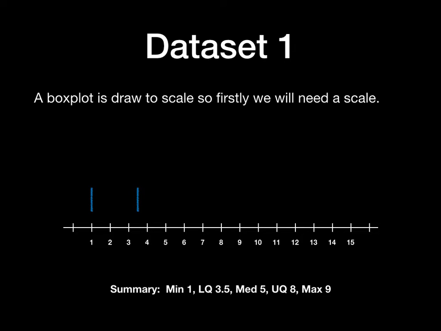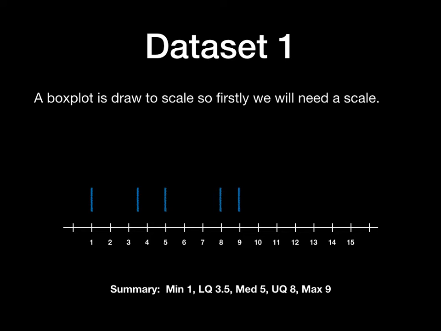Next, I'm going to add in a line at the lower quartile, which is at 3.5. You can see the summary down the bottom of the screen there. And then I'm going to add a line in at 5 for the median, one at 8 for the upper quartile, and the one at 9 for the maximum. And that's the basics of it. We haven't finished, but they're the basics: we're going to put on those 5 lines based on our 5-number summary. That's the really easy part.